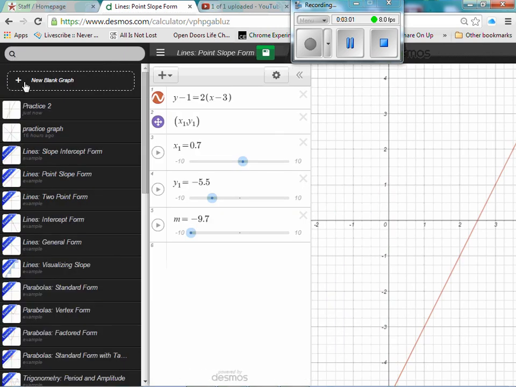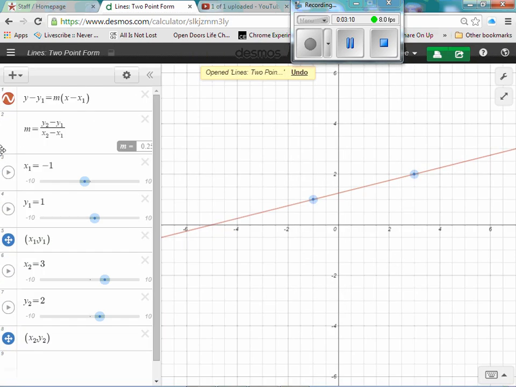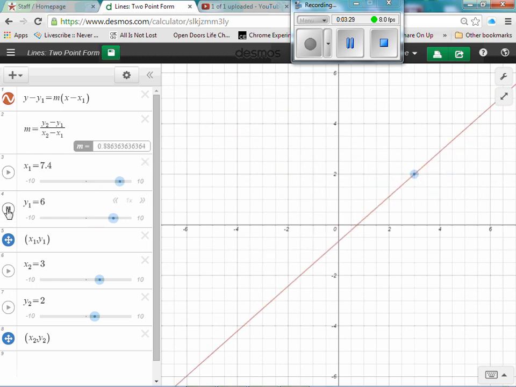So let's look at another sample, lines, two-point form. So open a graph. Same here. This is the equation of a line, or not the equation of a line, I'm sorry. This is a slope, the formula for slope. So if we were to play that, you see how the x1 changes, how the slope changes, and you see how the y changes here. And so we can always change the values, etc.